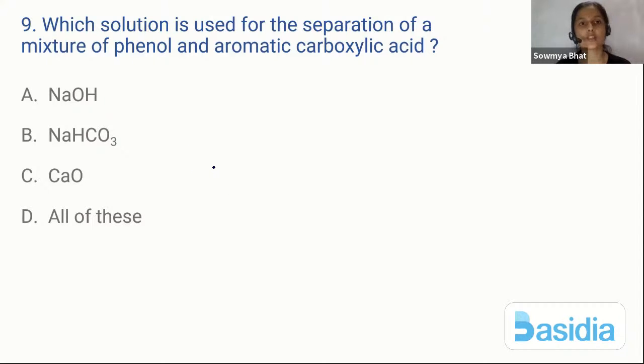Which solution is used for the separation of a mixture of phenol and aromatic carboxylic acid? So let's write the structure of phenol first. This is phenol and this is a carboxylic acid, aromatic carboxylic acid.